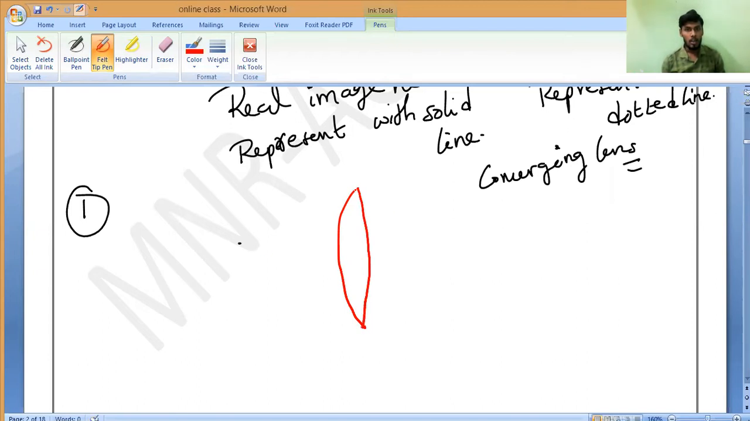Now, all of you, draw the midpoint. I told you that you can use your ID card to draw it. The midpoint is called what? The optical center. We should represent it with C. Now draw the principal axis, which will pass through the optical center. So now let us study rule number 1.